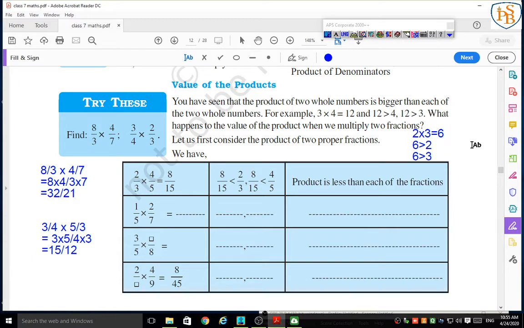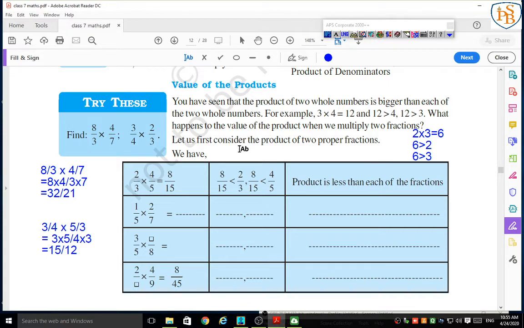Look here, they give us one example: 3 into 4 is equal to 12, and 12 is greater than 4, and 12 is again greater than 3. So what happens to the value of the product when we multiply two fractions? Let us first consider the product of two proper fractions.